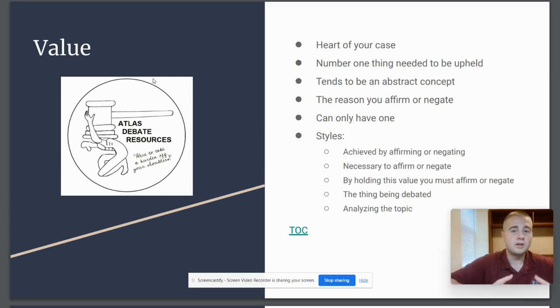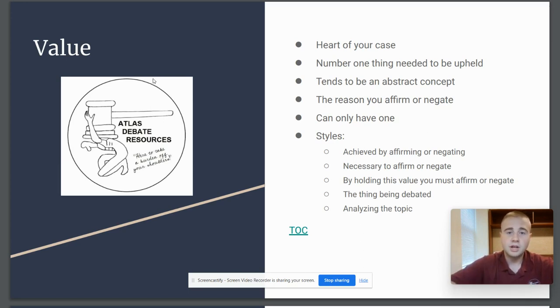And the value is written, argued, and debated in these 5 ways. The first, most simple, and most common is that your value is achieved by the act of affirming or negating. So going back to the genetically modified organism example, with my value of security, I'm saying that security is achieved because of the benefits of genetically modified organisms. When we put the benefits over the risks, we get security.